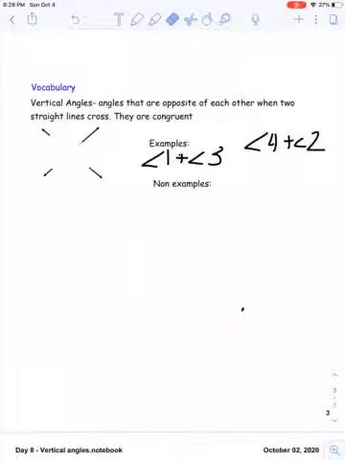So whenever I'm given a problem and I want to know which ones are verticals, I just take my pen and I retrace it and I look at my X. Okay, it has to be an X for it to be vertical.